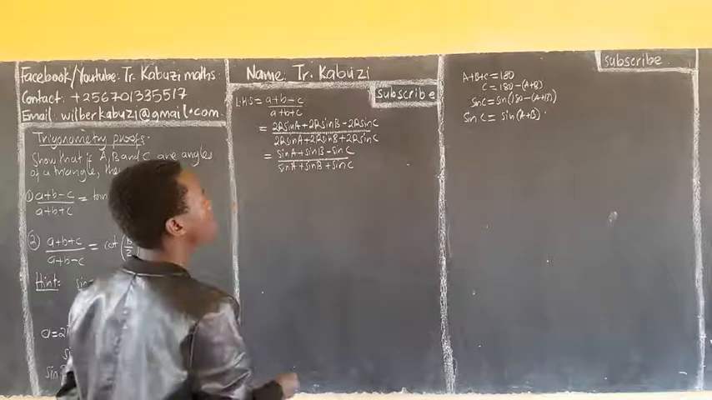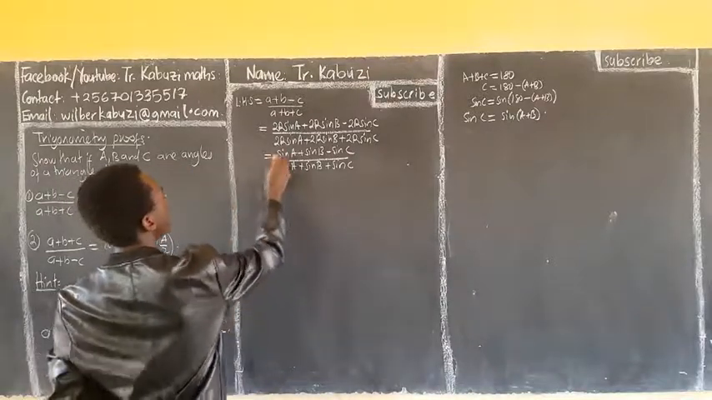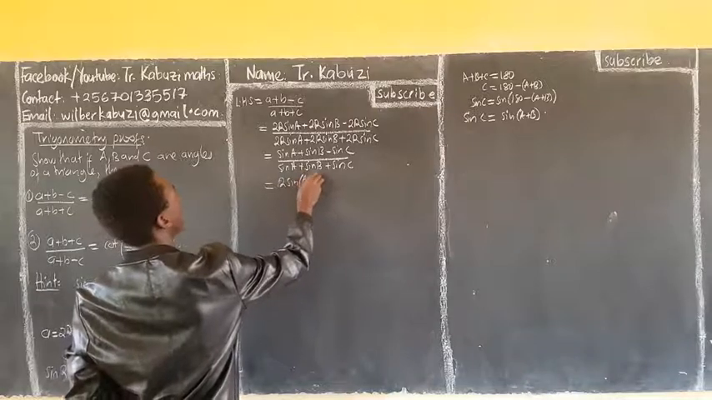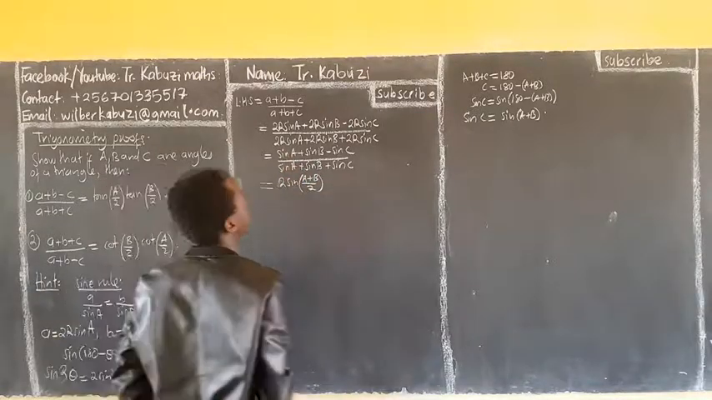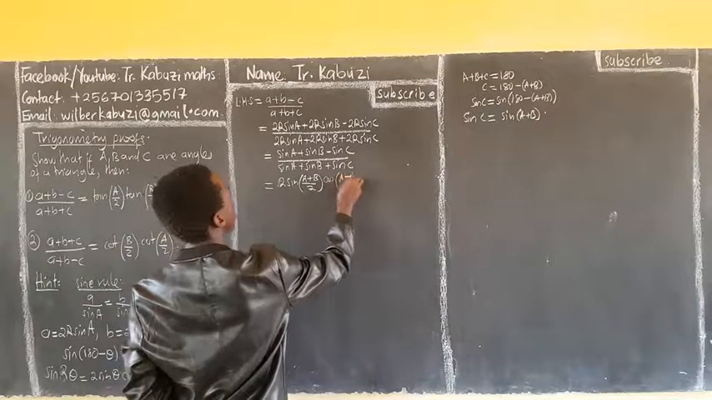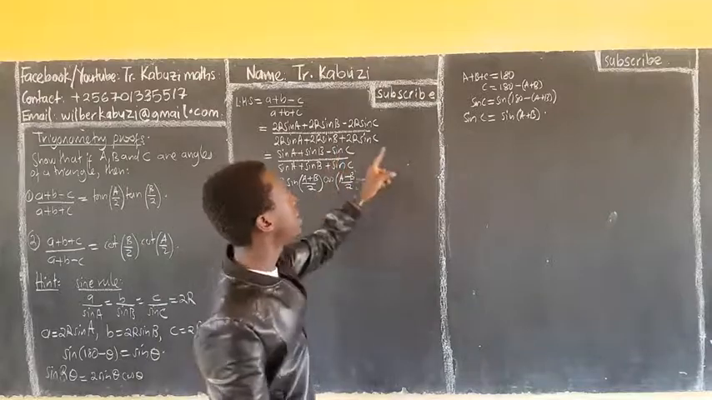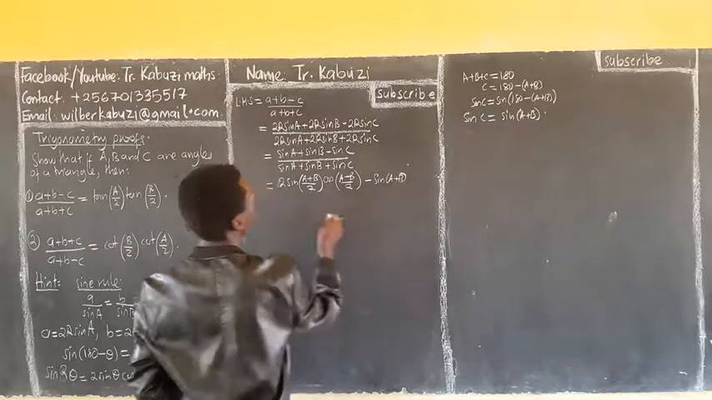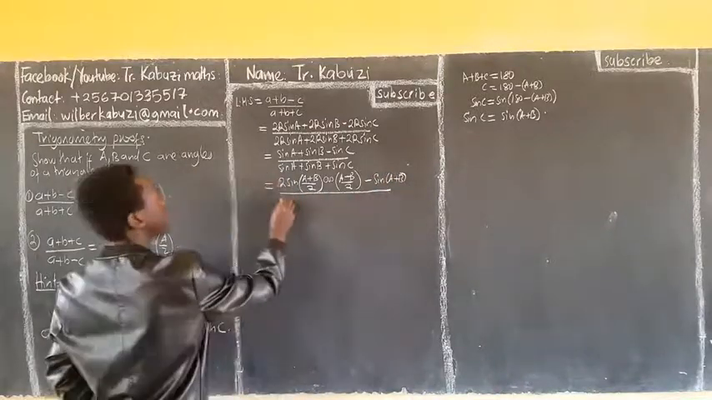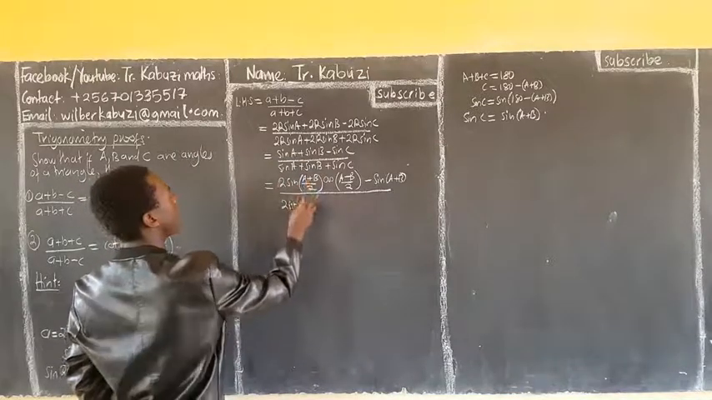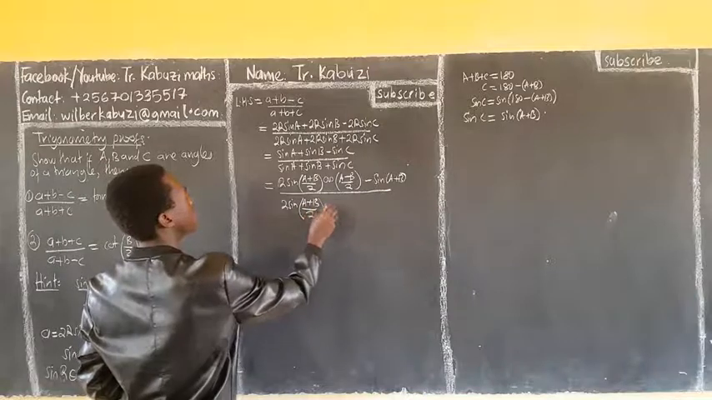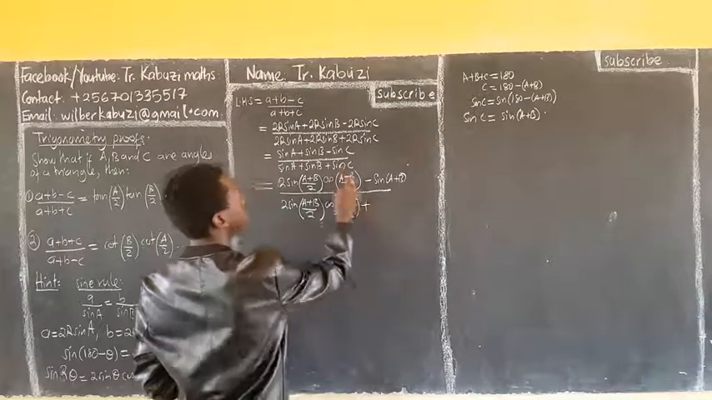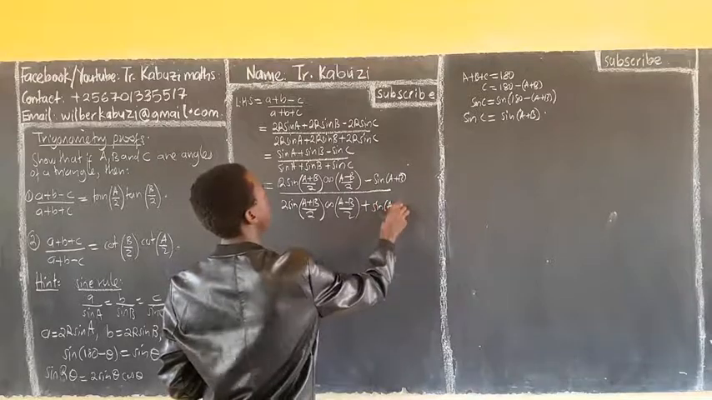So now when I apply the factor formula here, because I'm adding sines, I have 2 sine of this angle, the sum of the angles, divided by 2, then cos of the difference of those two angles, over 2, then minus sine C, and our sine C is sine of A plus B. The whole over, I add the angles, then divide by 2, over 2, then plus sine C, which is sine of A plus B.